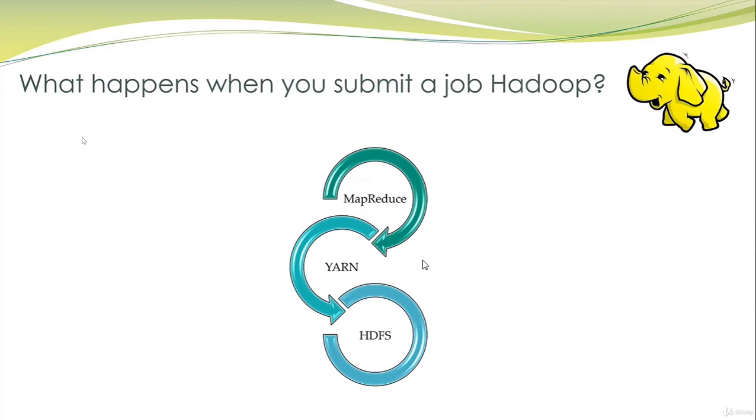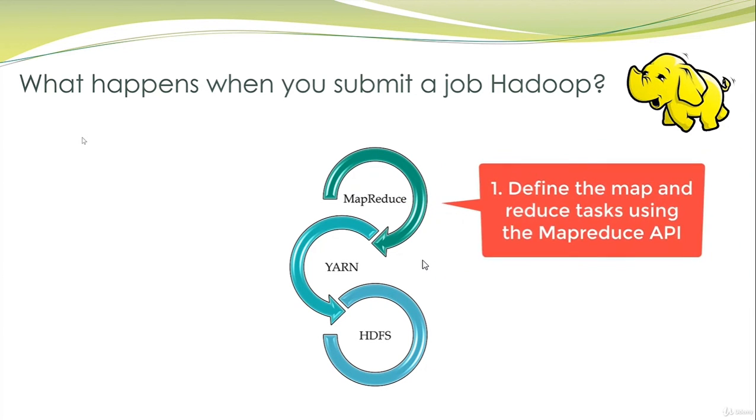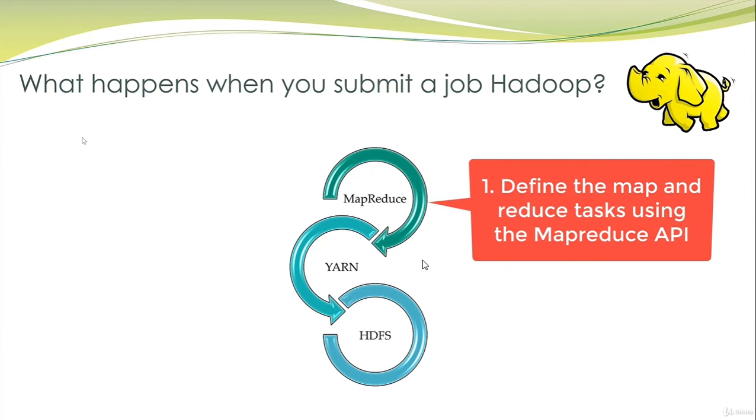You have a processing task which you want to run on the cluster, which has Hadoop installed. What exactly is the series of steps that happen when you submit a job to Hadoop? The first thing is for you to define map and reduce tasks using the MapReduce API. This is available to work within Java and also other programming languages. This defines what computation you want to perform on the data.